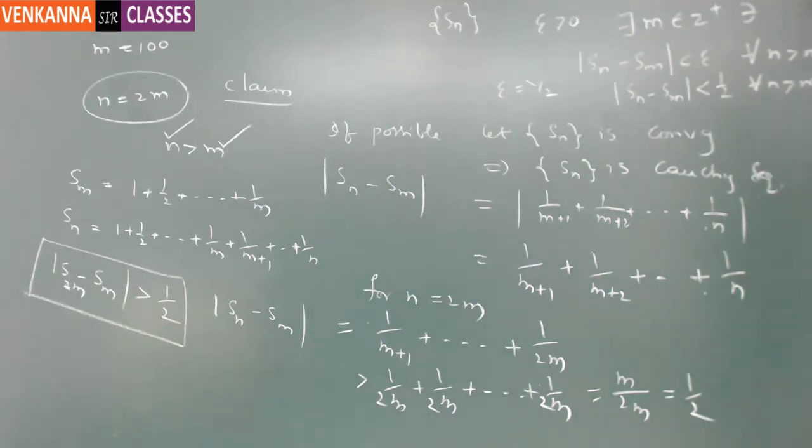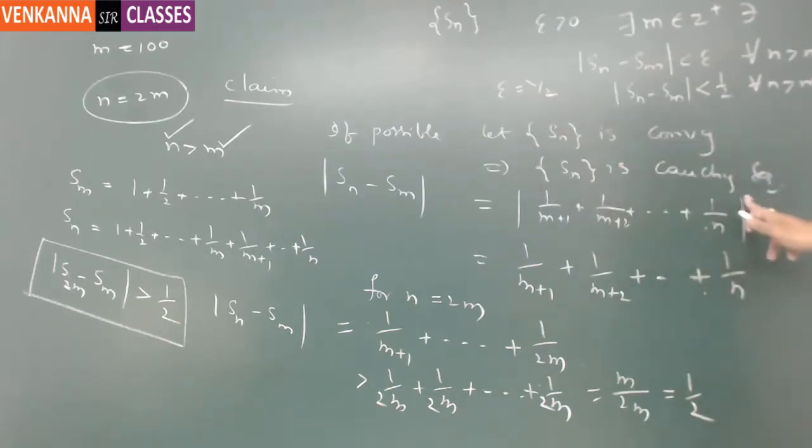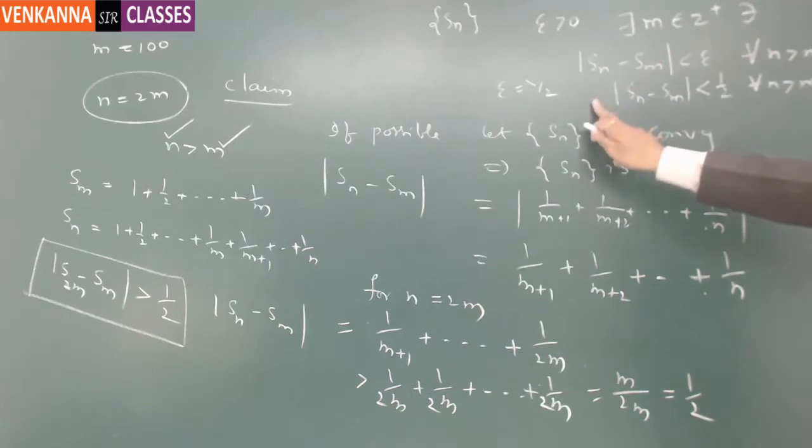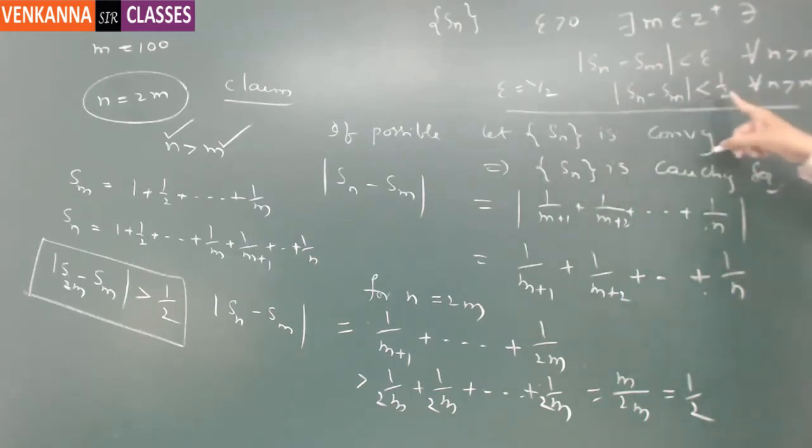Now, in the problem, our aim is to prove that it is not convergent. In the opposite way, we have taken that it is a convergent sequence. So, from the definition, we can say that it is a Cauchy sequence. So, if I take epsilon equal to 1 by 2, since it is a Cauchy sequence, I can find a term number m such that modulus of Sn minus Sm is less than 1 by 2 for all n greater than m.